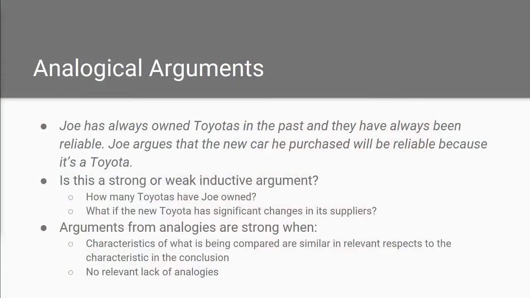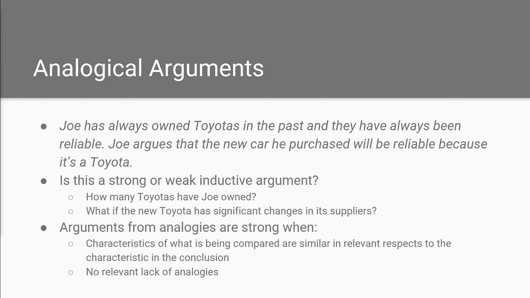So let's look at analogical arguments. Joe has always owned Toyotas in the past and they've always been reliable. Joe argues that the new car he purchased will be reliable because it's a Toyota. Well, is this a strong or a weak inductive argument? Well, we need to figure out how many Toyotas Joe has owned. If Joe owned only one Toyota, well, remember what we just talked about, committing fallacies of hasty generalizations, right? So if Joe only owned one Toyota, that's going to be a pretty weak argument. But on the other hand, if Joe owned 10 Toyotas before this new car, then it's a stronger inductive argument.